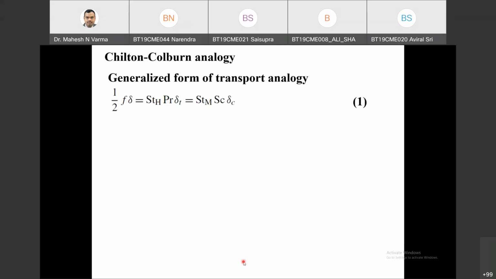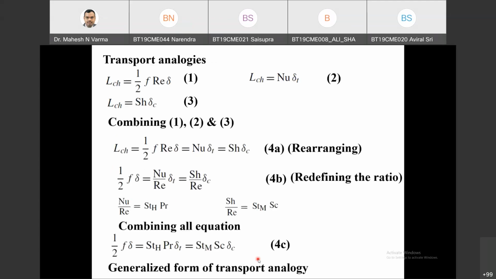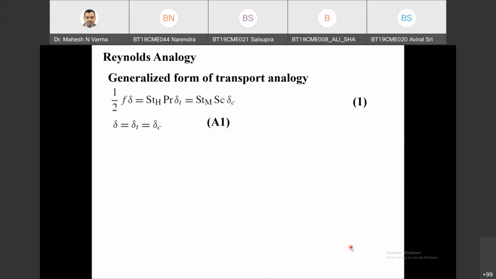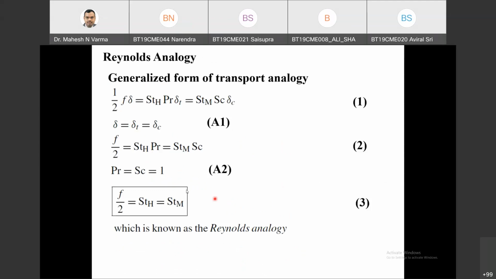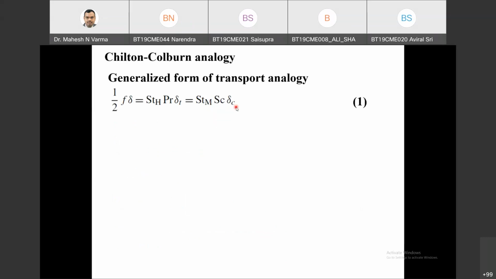Fundamental 4A equation. You can see this is what I was referring to. Either it will start with this equation, or this equation, or this equation. These three equations are called the generalized transport equation. So the Reynolds analogy is also derived from this 4C equation. And now I can have the Chilton-Colburn analogy.